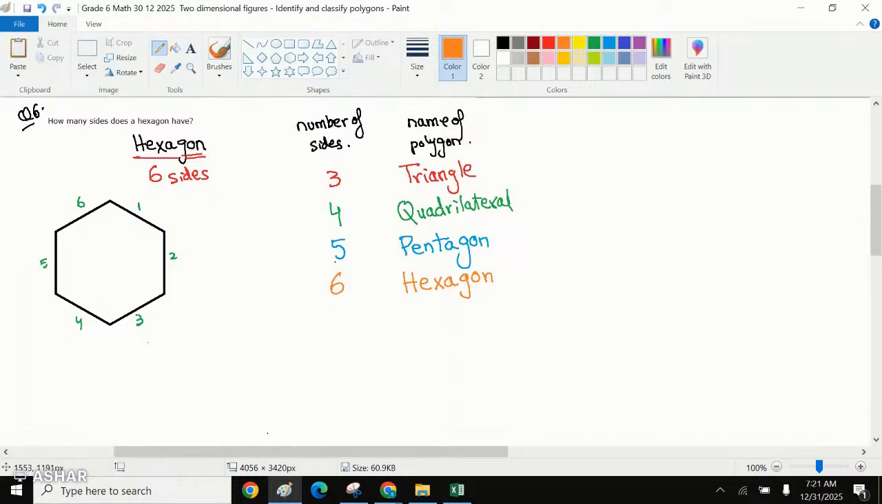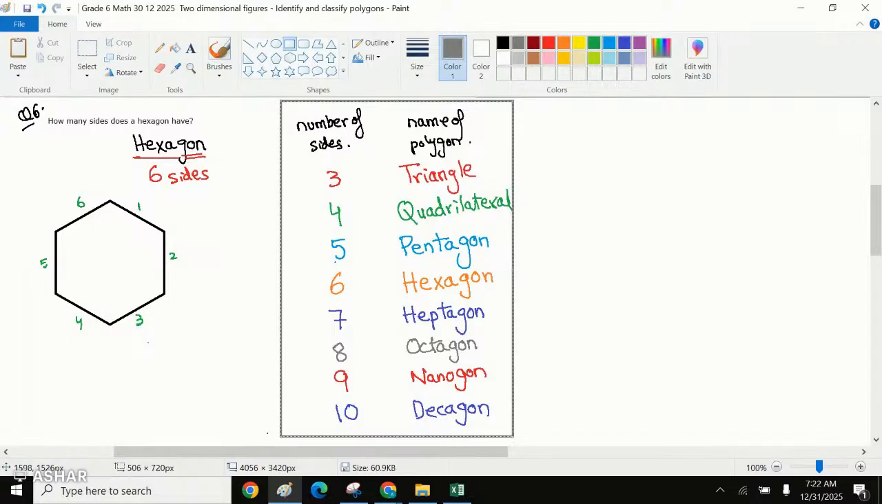Let's look at 7. First time I'll do it. 7 would be hepta, heptagon. They would usually ask you to remember till 10 sides. After 10, you don't need to remember. 8 would be octa, octagon. That means octagon means 8 sides. 9 is known as nano, and you need to write sides, GON, nanogon. And the last one is 10. 10 is always referred to as deca, DECA, and for the sides, we write GON. So over here, we have the breakup of the names with the number of sides.